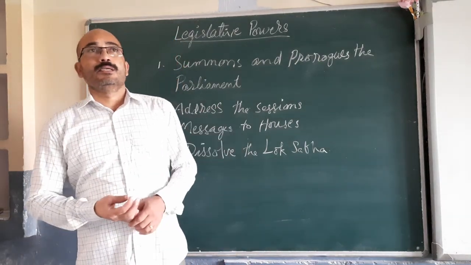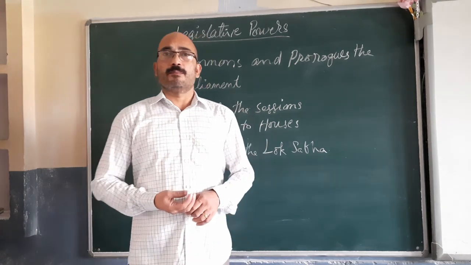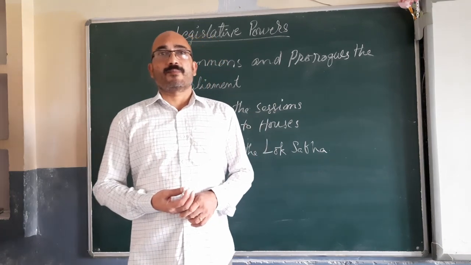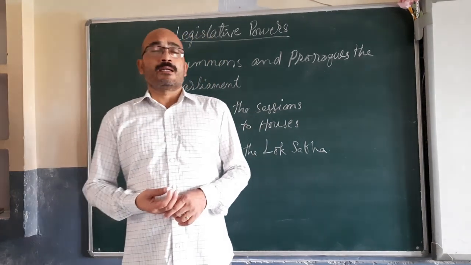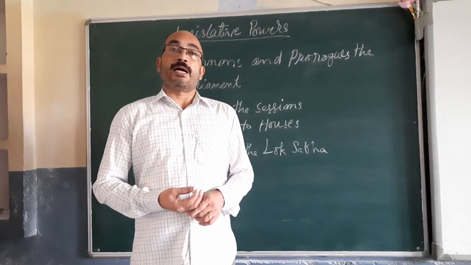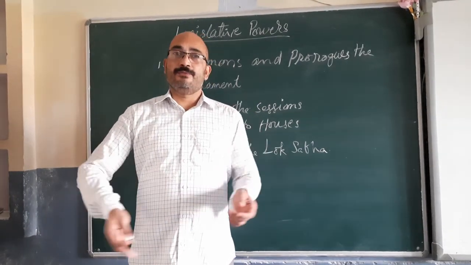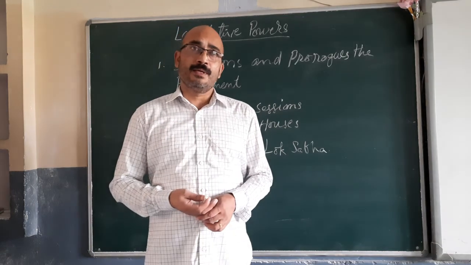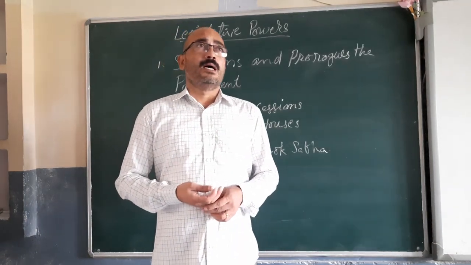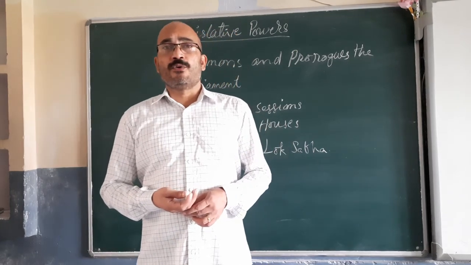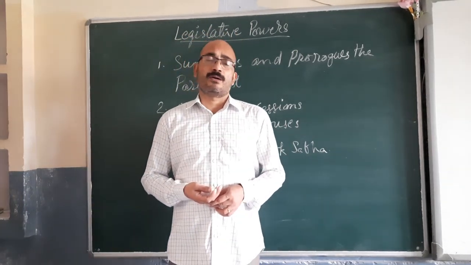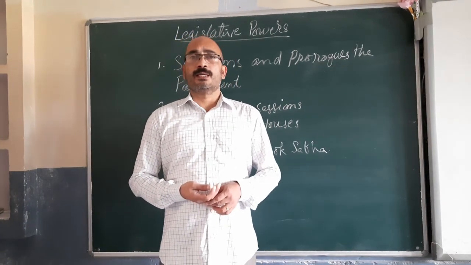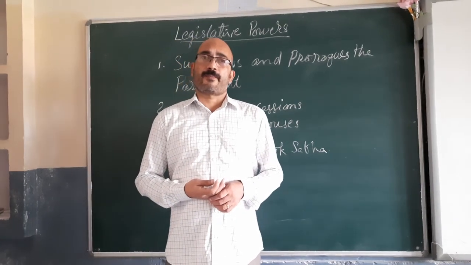We know Lok Sabha is a temporary house, whereas Rajya Sabha is a permanent house. Lok Sabha dissolves after 5 years, the normal time. But the President can dissolve the Lok Sabha on the advice of the Prime Minister. Suppose the house has completed its term, then after 5 years the President can dissolve the Lok Sabha. Before that also, on the advice of the Prime Minister, the President can dissolve the Lok Sabha. If the Prime Minister advises the President for the dissolution of the house, then the President can dissolve the Lok Sabha.